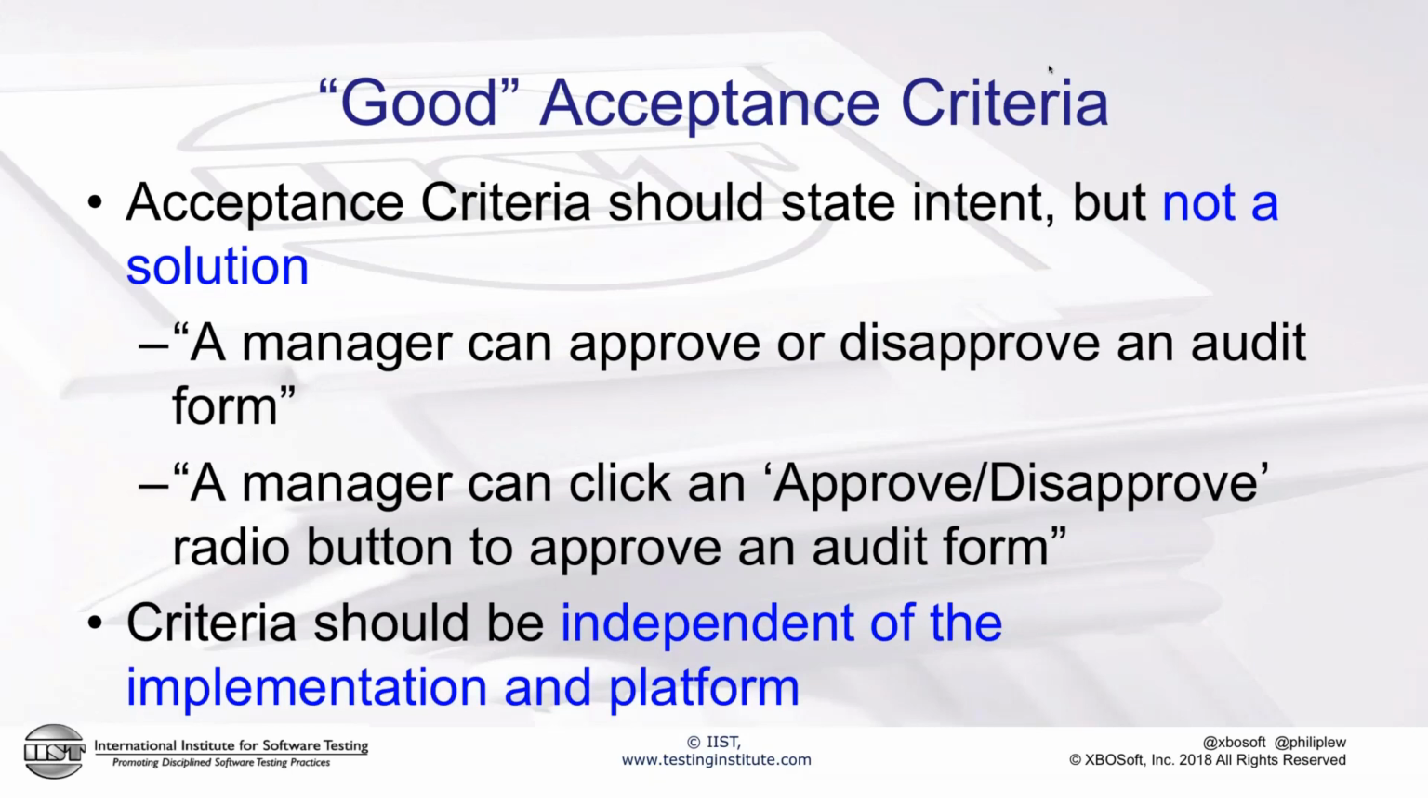This is another important concept in terms of stating the intent, but not the solution. And I give some examples here. A manager can approve or disapprove an audit form. A manager can click on the approve/disapprove radio button to approve an audit form. So we don't want to be so specific that we specify the implementation of the feature. So that's an important thing: leaving the implementation and platform independent from the function.